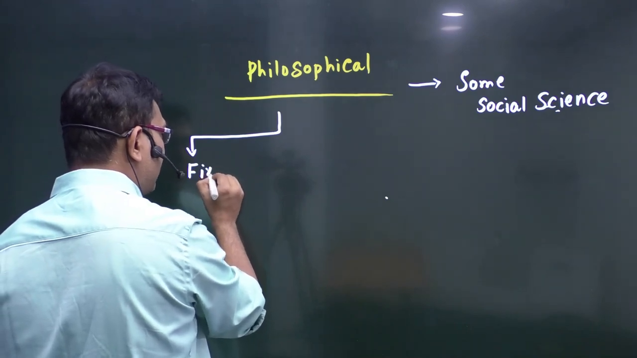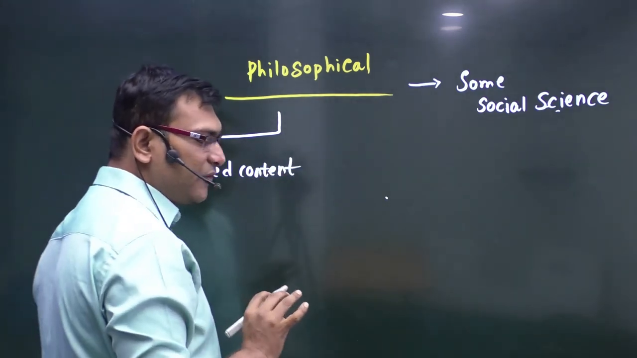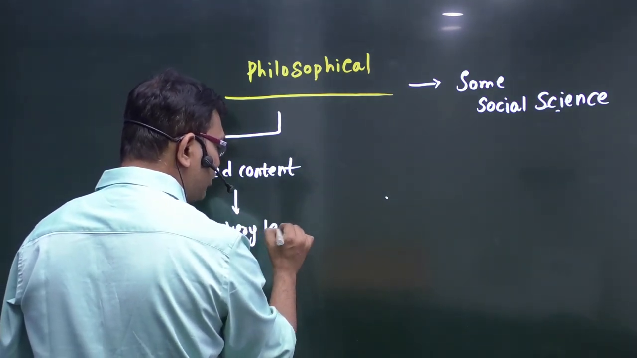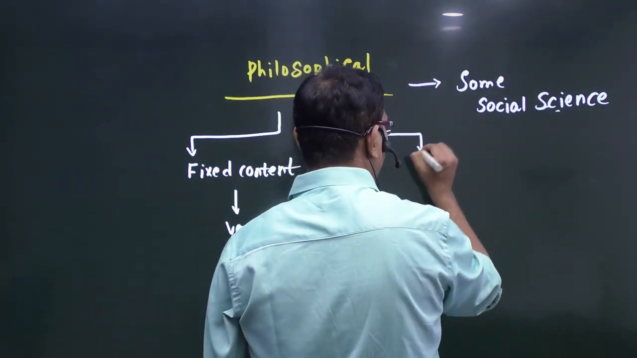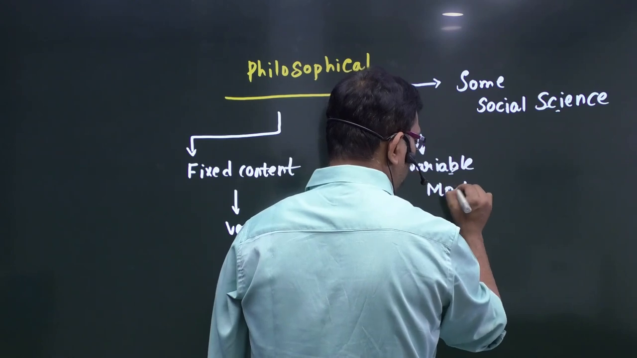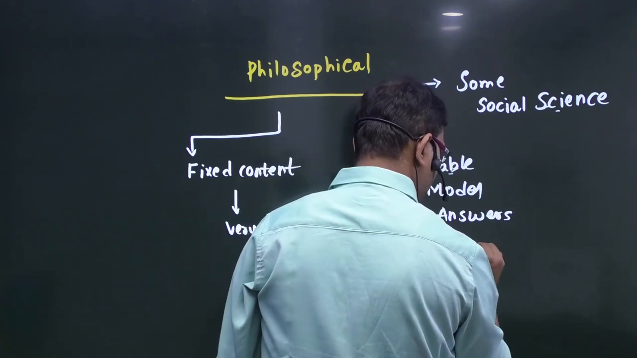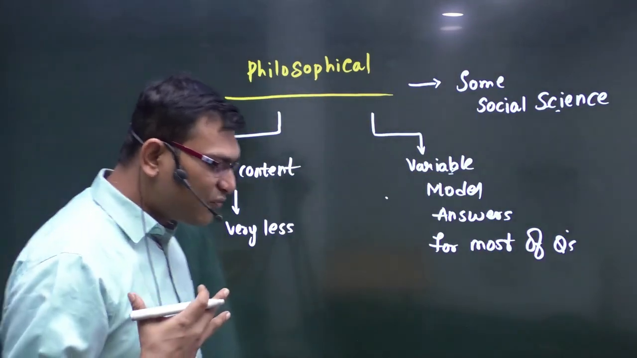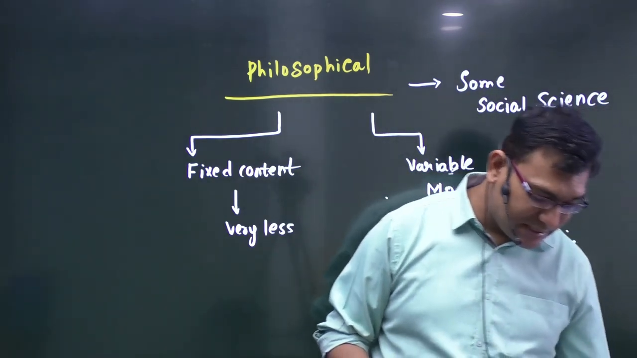Contents are fixed content hoga. Content is fixed content. Right? Fixed contents are very less available. And because of this, you know, there will be variable model answers for most of the questions. Am I right here? So this is the thing of the philosophy, which is philosophical in nature. So this is the nature of geography. This is how the nature was there.